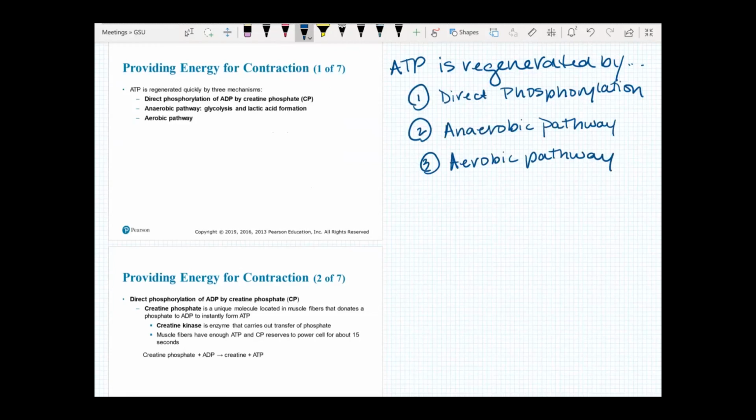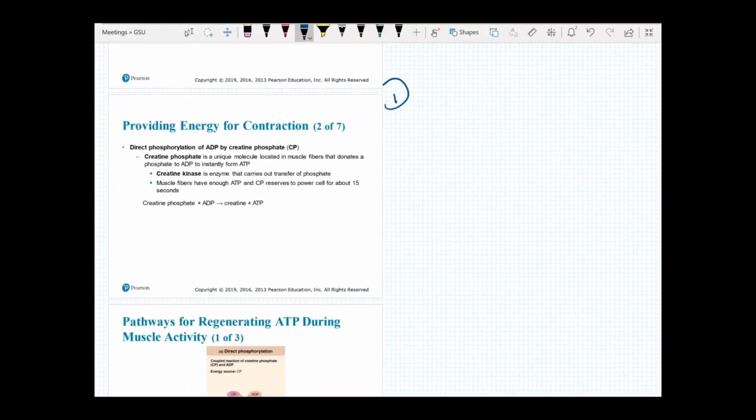A big takeaway from the second half of this chapter is knowing these 3 processes and how you regenerate ATP. So these are the 3 things: direct phosphorylation, an anaerobic pathway, and an aerobic pathway. So we're going to talk about these 3. This is high priority to know. So we're going to start with the first one, direct phosphorylation.